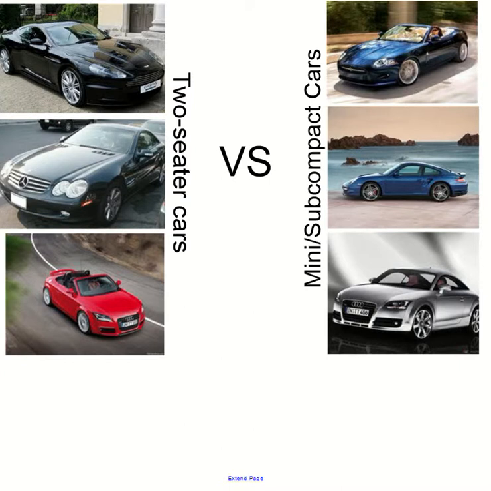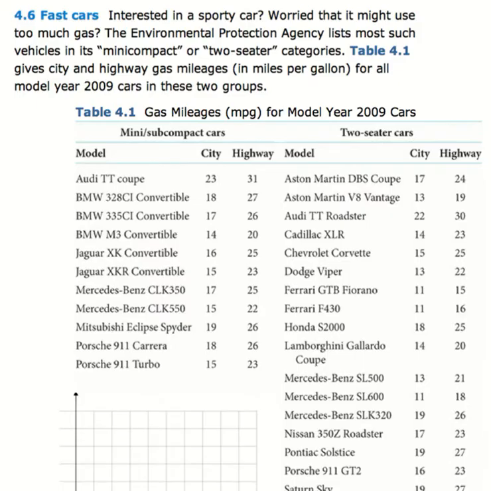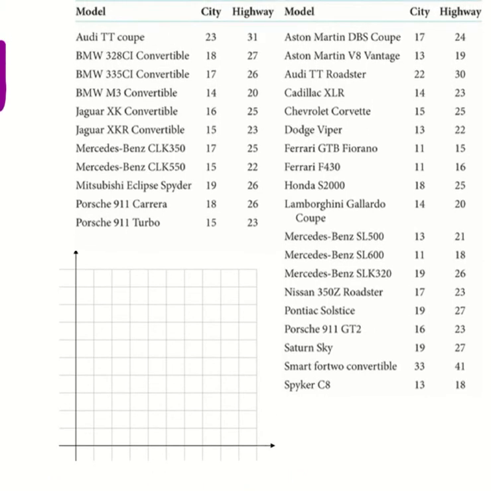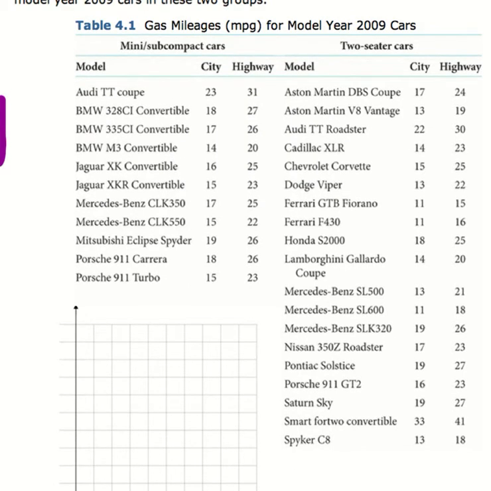So, the next problem talks about two-seater cars versus mini subcompact cars. Are you interested in a sporty car? Worried that it might use too much gas? The Environmental Protection Agency lists the most such vehicles in its mini compact or two-seater categories. This table gives city and highway gas mileages in miles per gallon for all model year 2009 cars in these two groups. So, here we have all of our models, their city and their highway gas mileages. Here are the mini subcompact cars over here, and here are the two-seater cars over here.